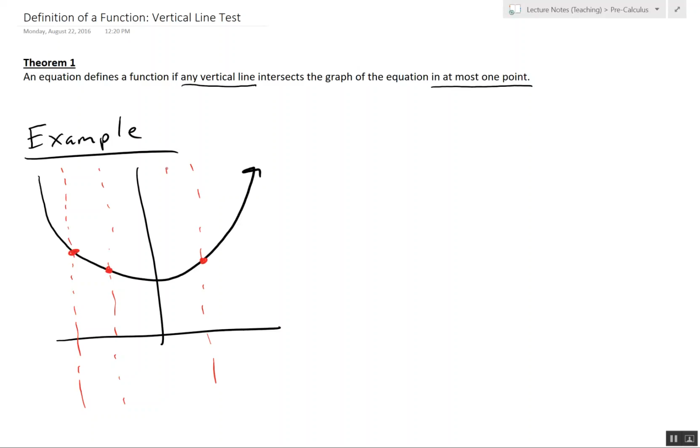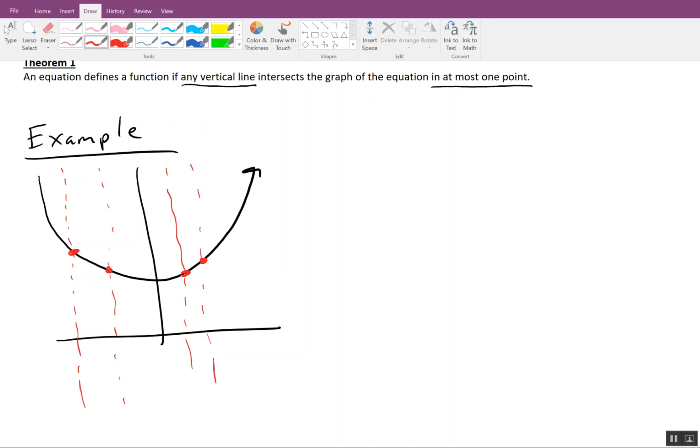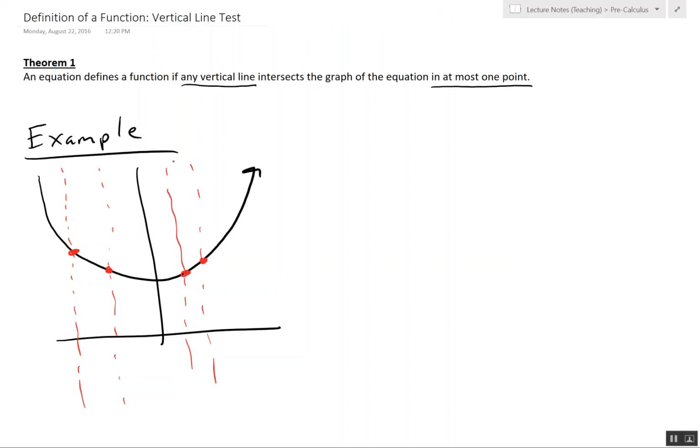And it doesn't matter which vertical line we pick, it always is one point. But notice that the theorem says that it is at most one point. So it doesn't always have to intersect in one point. It could actually intersect in 0 points. And the square root function actually gives a good example of that. So let's look at that function.